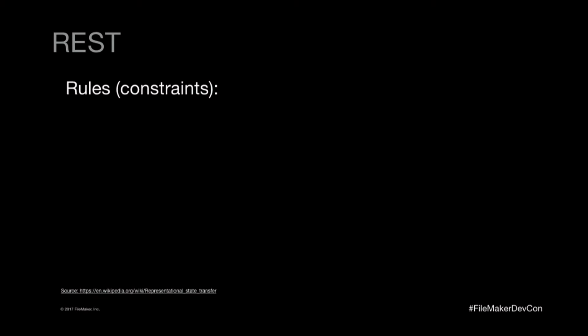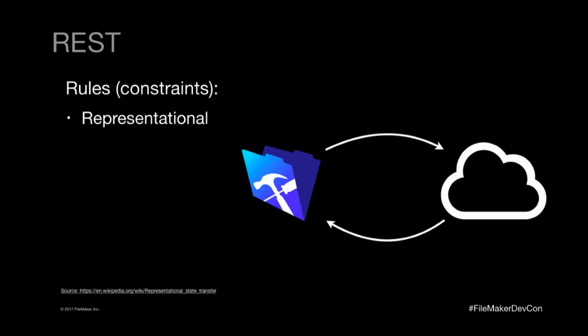Now, the constraints of REST are, the first one is representational. It means that when we make contact with a RESTful server, the response is not the data itself, but a representation of it. If I make a request to a RESTful server, I don't get the database in response. I get a representation of that database. For example, I have our FileMaker solution and our web app solution.